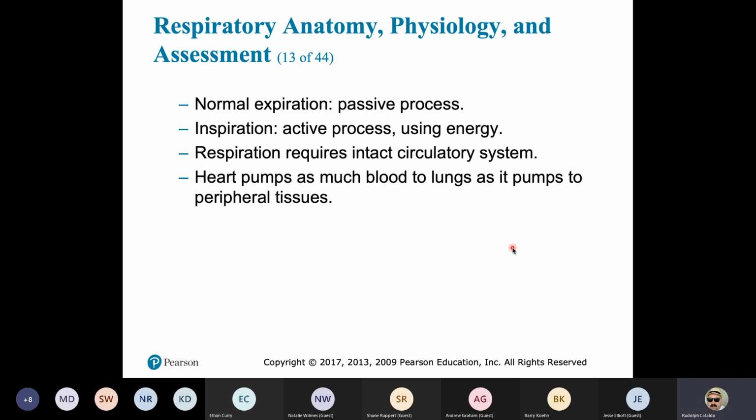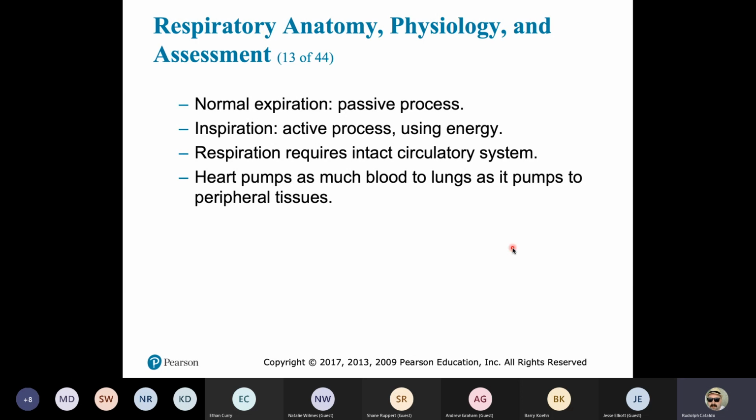All right. Normal expiration is a passive process, meaning what? You don't have to think about it. It happens naturally. Sure, if you sit there and think about it, you can stop your body from expiring. We can hold our breath. Now, breathing in is an active process that takes a little more energy because we're actually burning calories when we breathe. Believe it or not, you do burn calories when you breathe.